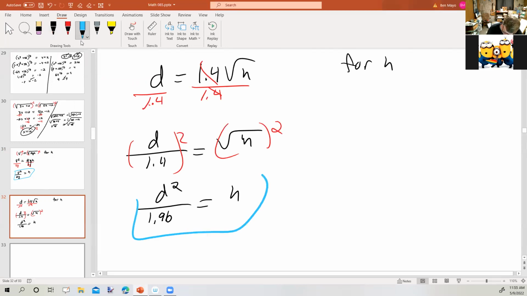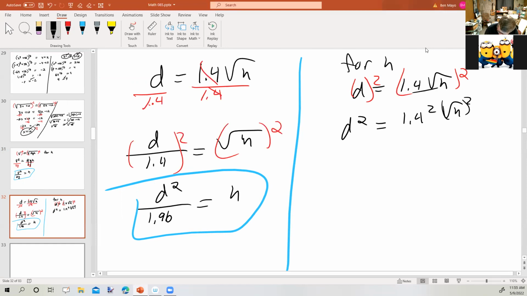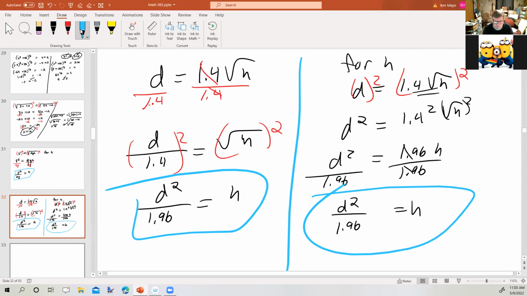All right. Now, we could also do this problem not removing the 1.4 yet. In that case, we would square both sides. We'd get d squared equals 1.4 squared times the square root of h squared, because we have a product raised to a power. You get 1.96h, divide both sides by 1.96, and we get the exact same answer as we got before. So either way. Any questions about that example?